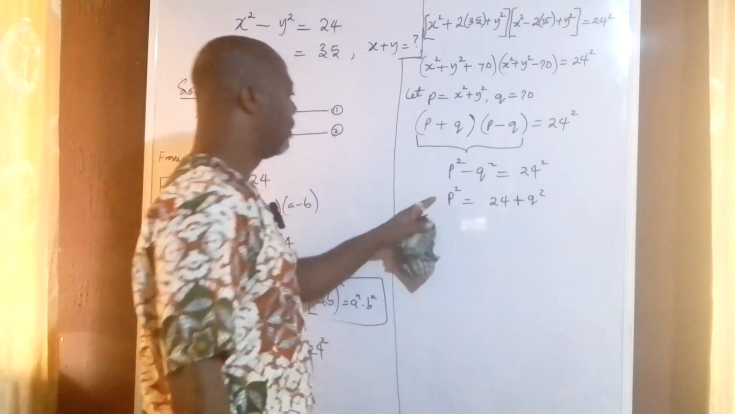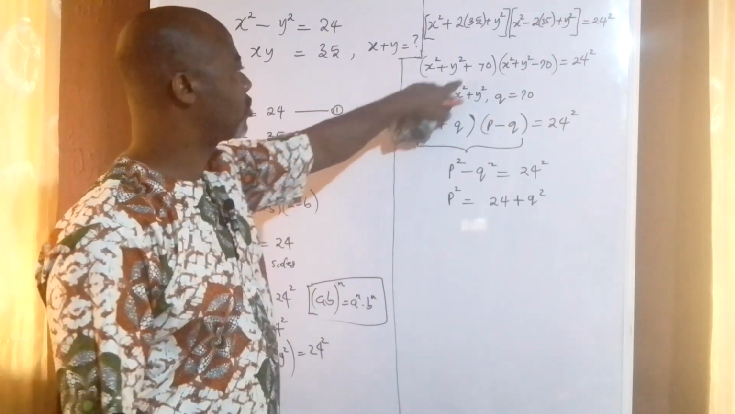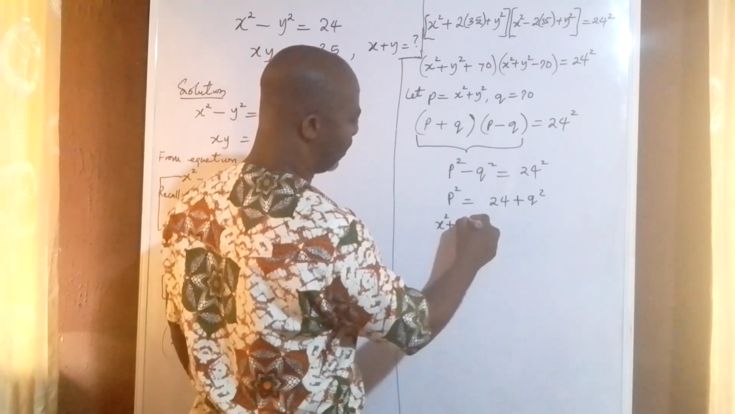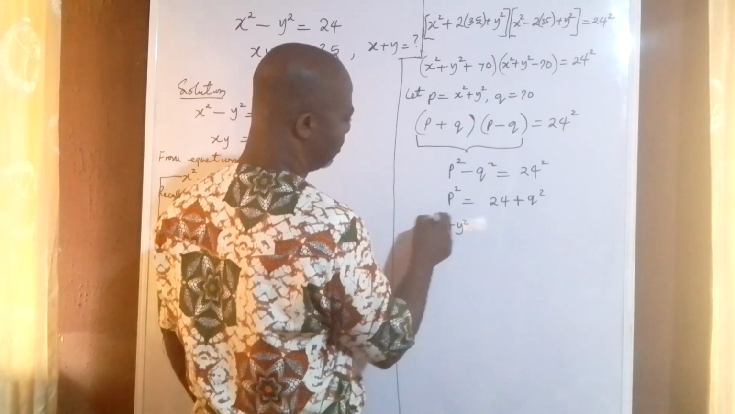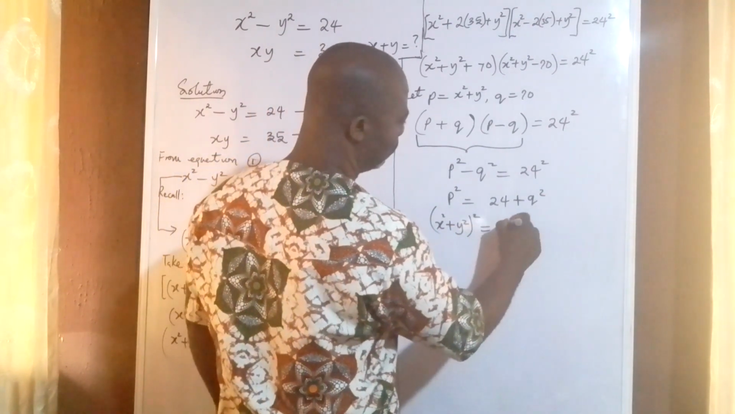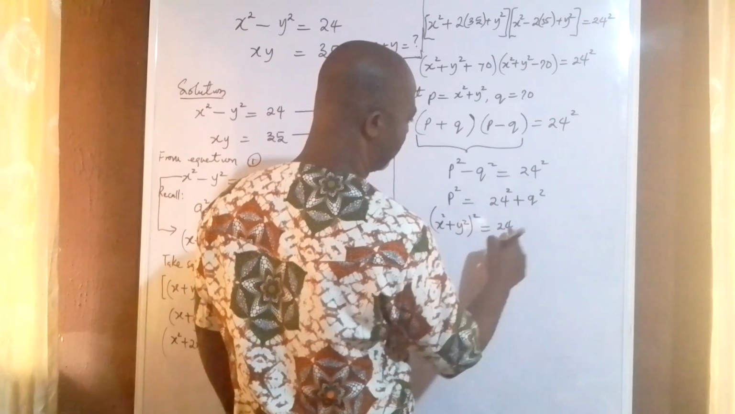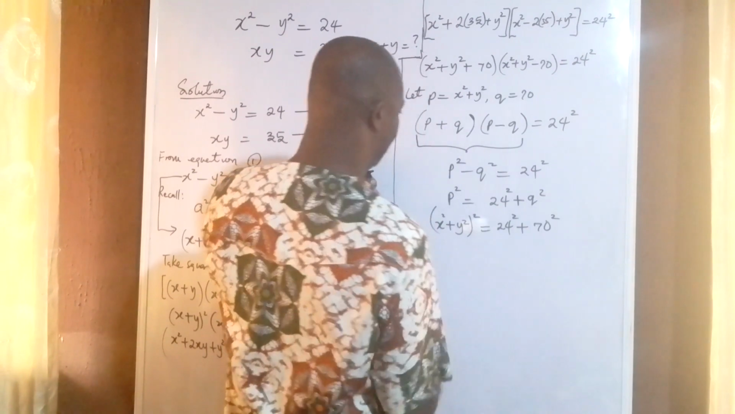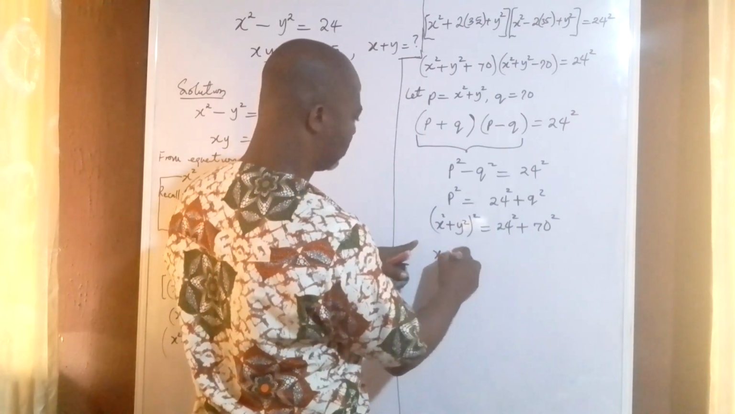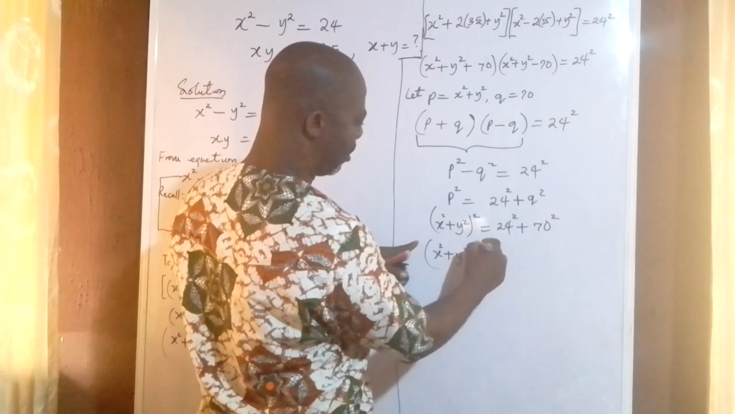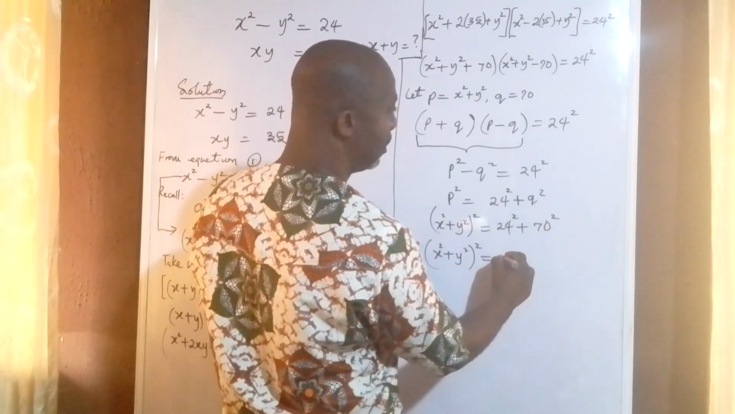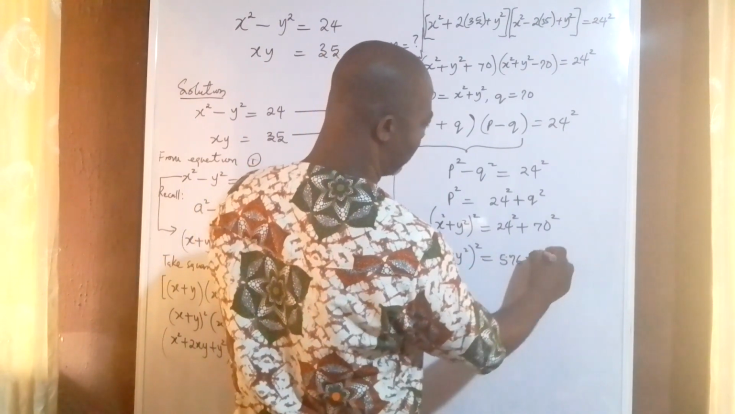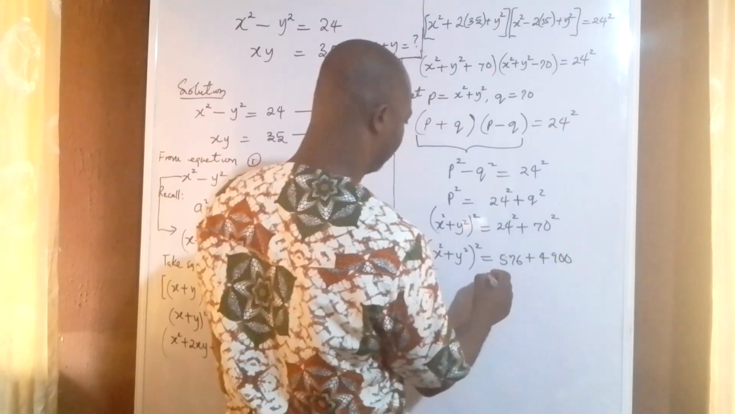Now don't forget that p is equal to x squared plus y squared. So p will give me x squared plus y squared, and then of course we have the square equal to 24 squared plus q squared, where q is 70. So I have x squared plus y squared all squared equal to 24 squared, which is 576, plus 70 squared, which is 4,900.